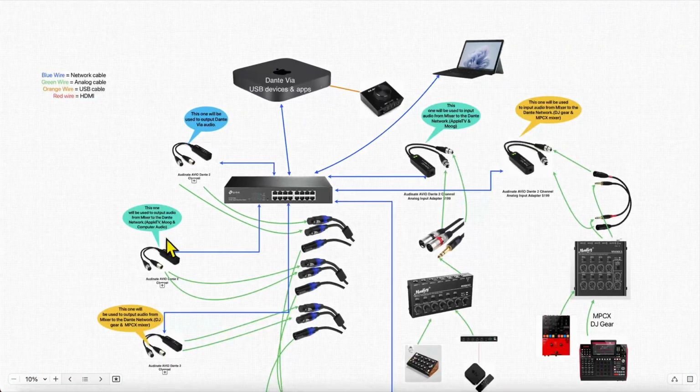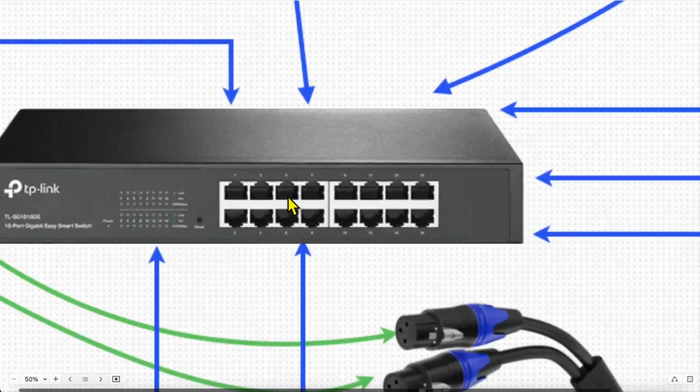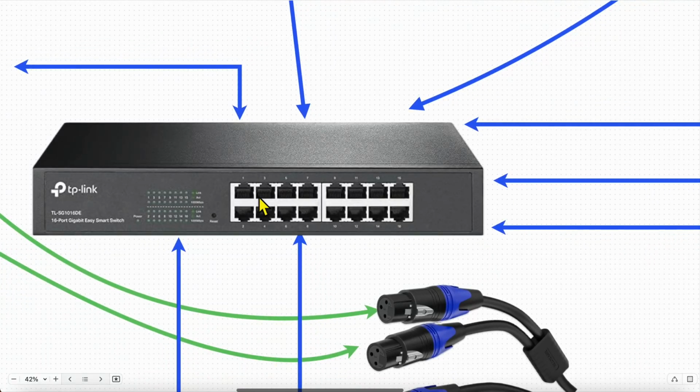So all these five Dante adapters are all connected to my switch. This is a pretty old switch. I've had it for at least 5 years now. It's a great switch. It works just fine. This side of it has 16 ports. These eight ports here are PoE ports. They're always on. This is an unmanaged switch, by the way. And then these ports over here are just your standard 1G ports. Okay.